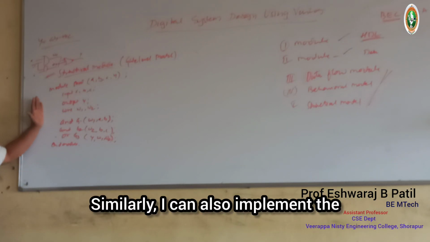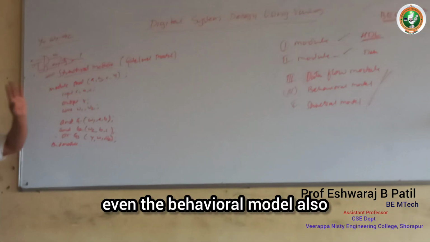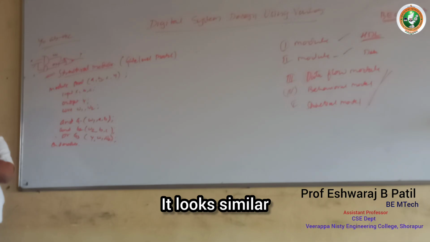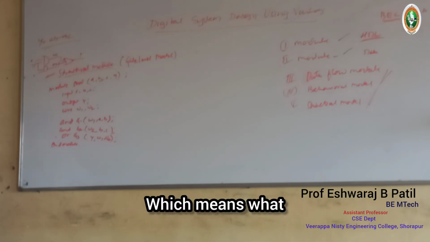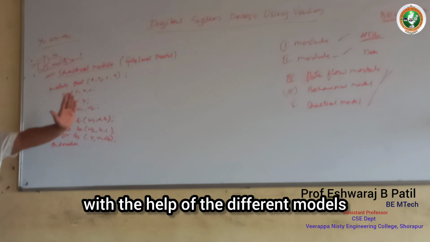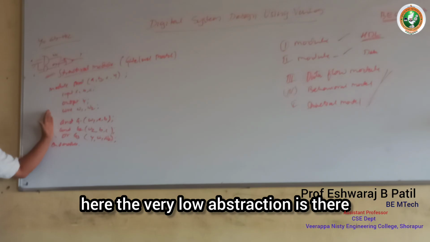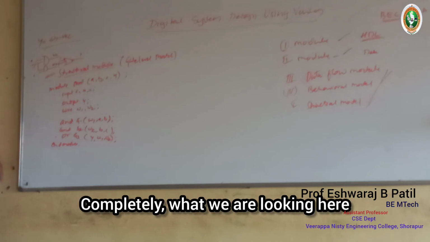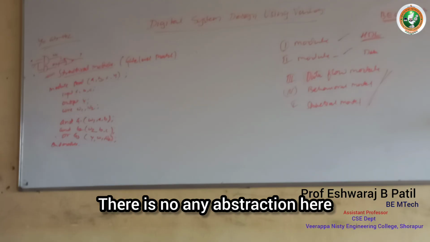Similarly, I can also implement this in the form of the data flow model, even the behavioral model. It looks similar, but has the same output. Which means I can design it with the help of different models. Here in the gate level model, there is very low abstraction, no abstraction at all. Whatever we are looking at here, that is what we write.